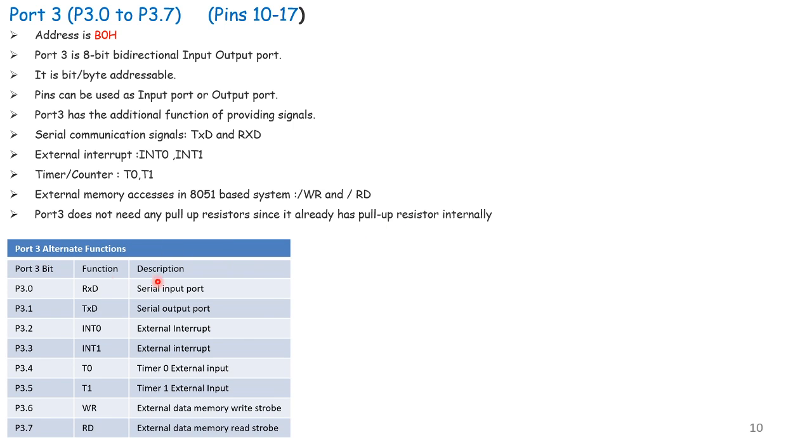Now what are the alternate functions of these port pins? We already discussed this in the pin diagram. Pins P3.0 and P3.1 are for serial input and output, RXD and TXD. P3.2 and P3.3 are for external interrupts, INT0 and INT1. P3.4 and P3.5 are the timer 0 external input T0 and timer 1 external input T1. P3.6 and P3.7 are write and read, the external data memory write strobe and external data memory read strobe.